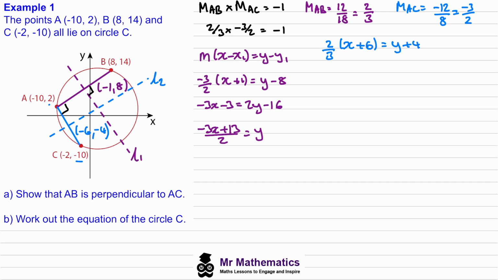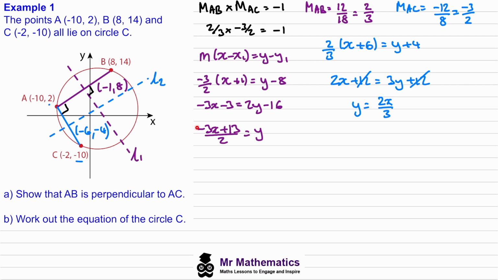So all I've done, I've substituted these two values in for x1 and y1. We'll expand out the brackets and move the division of 3 to the right hand side. So 2x plus 12 will equal 3y, also plus 12. We can see this positive 12 will cancel, so y will equal 2x over 3. And we can see the centre is where the two lines cross.